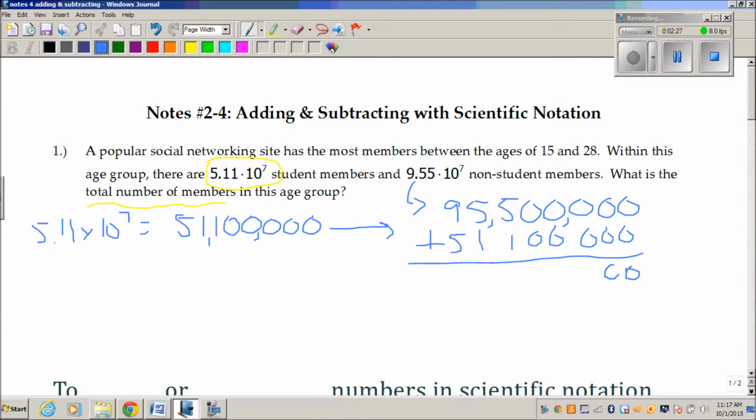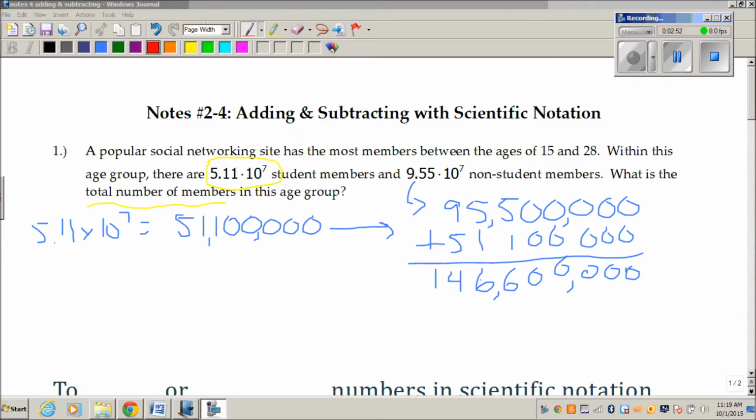So here are all zeros. 5 plus 1 is 6. 5 plus 1 is 6. 9 plus 5 is 14. Carry a 1. So I see now that this number is 146,600,000. So as long as I add the same place values together, I can add it.